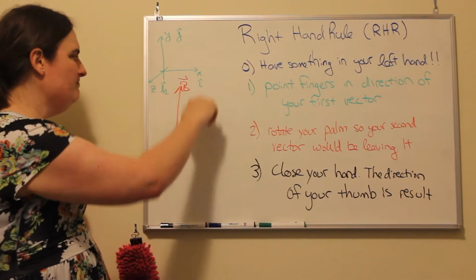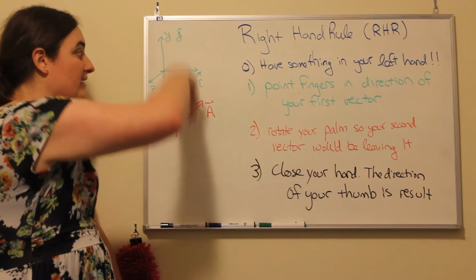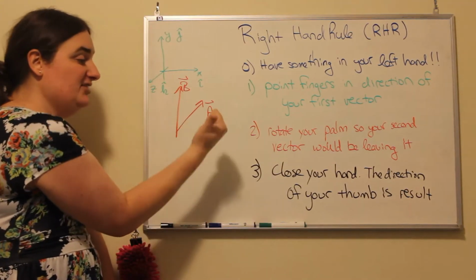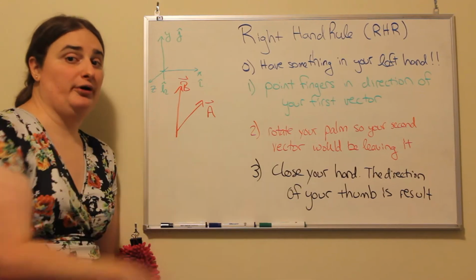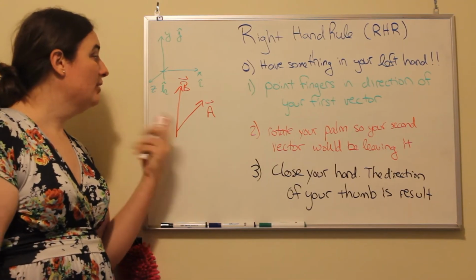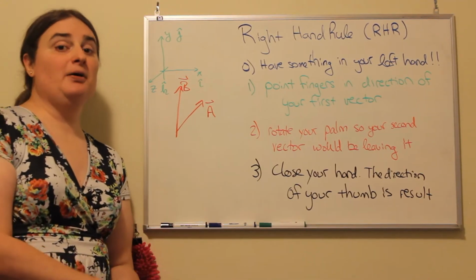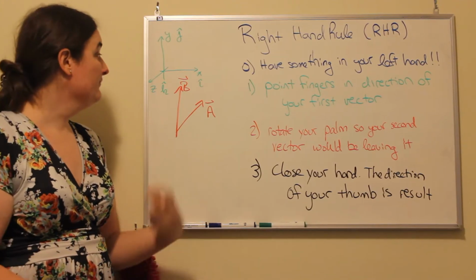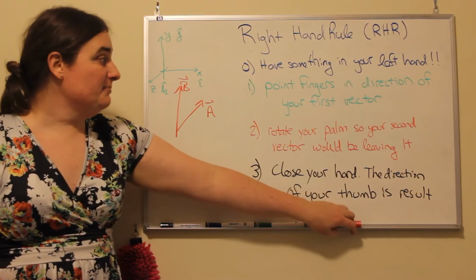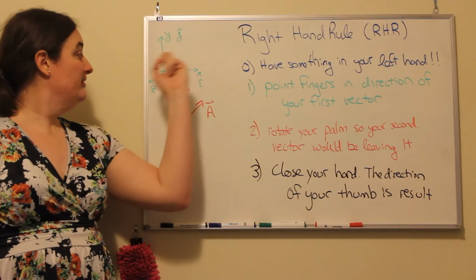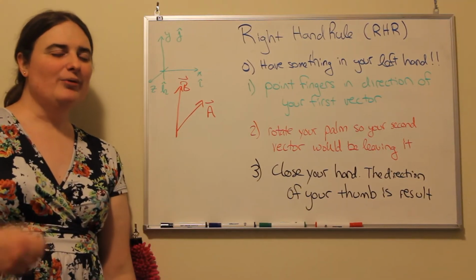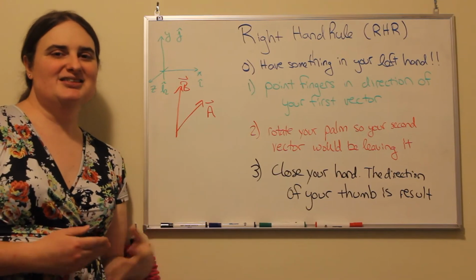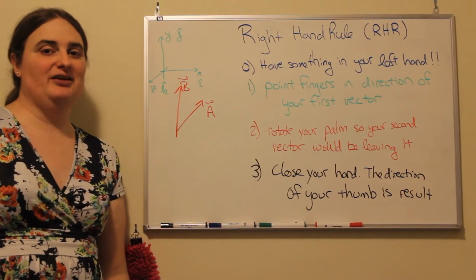So if A and B are on the X and Y plane, that means your thumb is either going to be coming out of the board or into the board, which is how we do most of our cross products that we have to do in physics. But the last piece that I just want to mention is this little coordinate system I've drawn in the corner. And it's called a right-handed coordinate system because its layout is based off the right-hand rule.